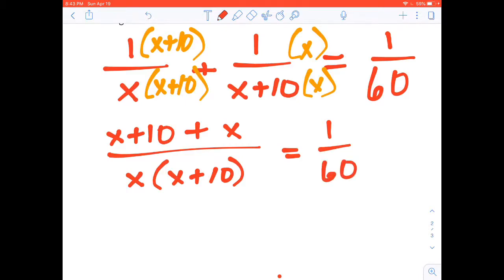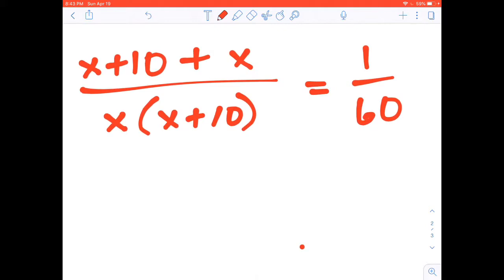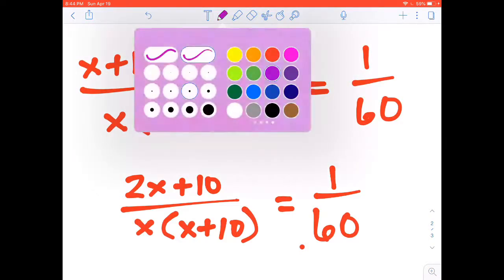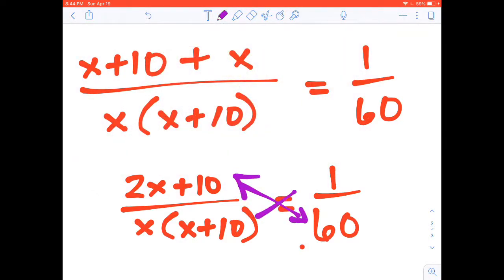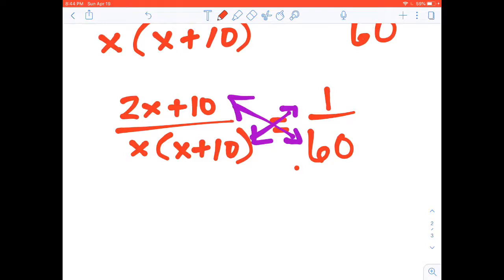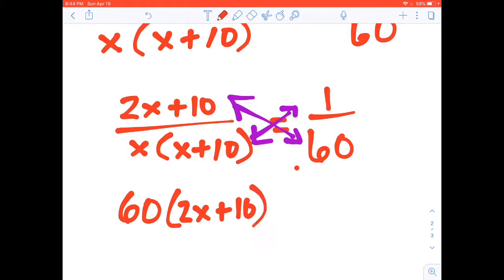So we combine those two fractions. I can add the two like terms on top. I see X and X, so I have 2X plus 10. And then from there, what we can do is cross multiply, just like we saw before. When we cross multiply, we take whatever's on the top, multiply by the bottom times the top, and make them equal to each other. So in a case like this, we have 60 times 2X plus 10. If we have 1 times X plus 10, well, that's just X times X plus 10.